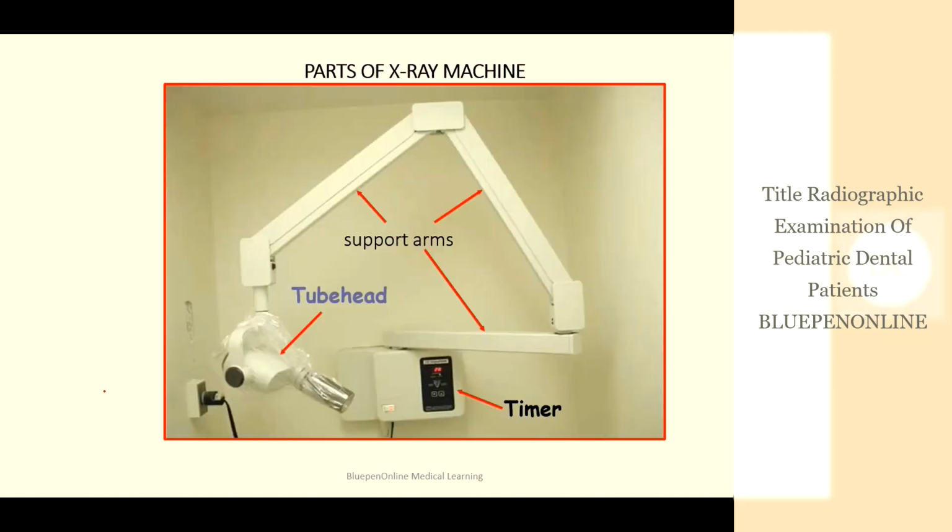Now, what are the parts of an X-ray machine? So in case of IOPA or the intraoral periapical radiograph, we commonly use this kind of machine. So it consists of a timer where we have to set the time, then support arms and a tube head. This full part is called the tube head, and the extension is called the PID. PID is nothing but position indicating device.